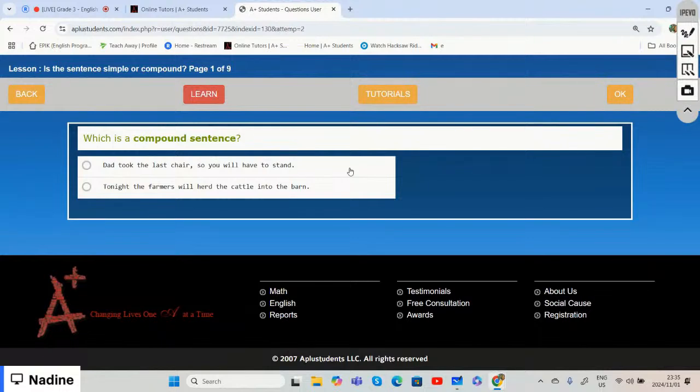It says option one, Dad took the last chair, so you will have to stand. Or option two, tonight the farmers will herd the cattle into the barn. Which is our compound sentence? Option one or option two.